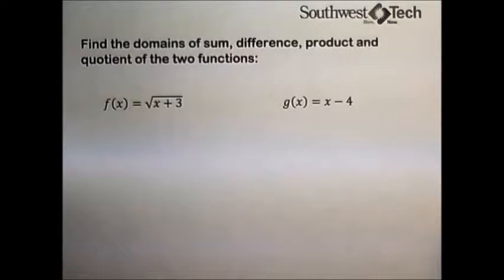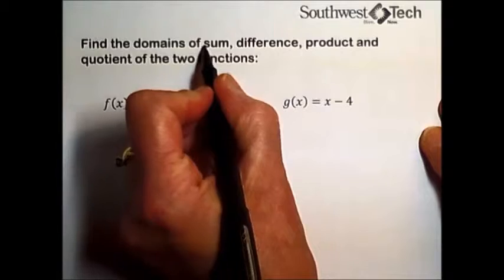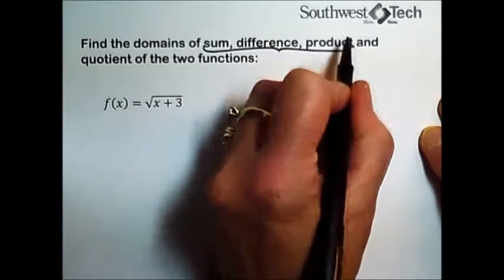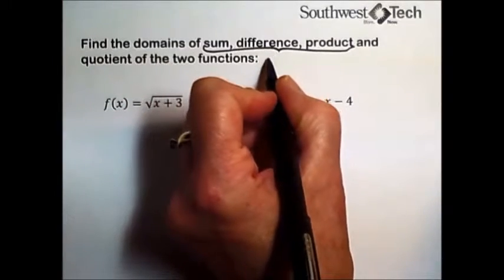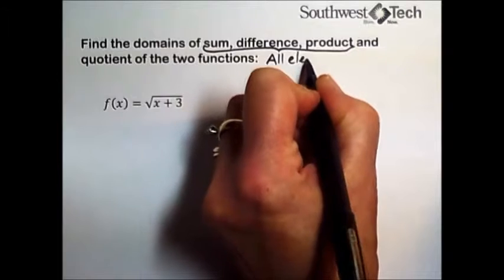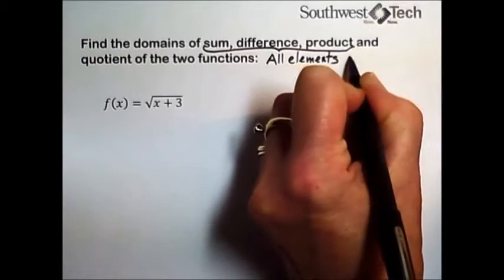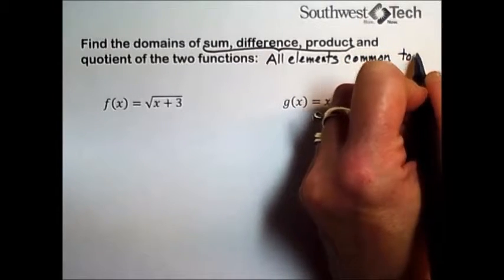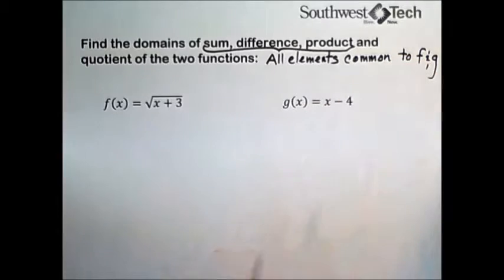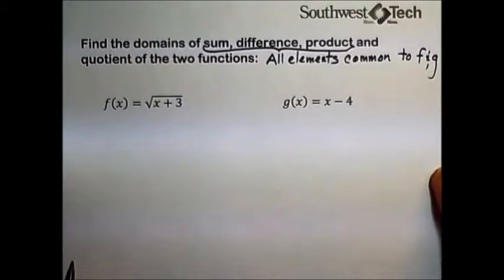In this next example, they're asking us to find the domains of the sum, difference, product, and quotient of the two given functions. When we're dealing with the sum, difference, and product, and the domain, we want all elements common, or the intersection, in this case, of f and g. All elements common to the two functions. So let's look at what our domain is of these functions.